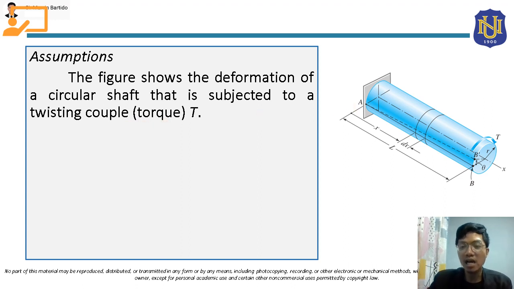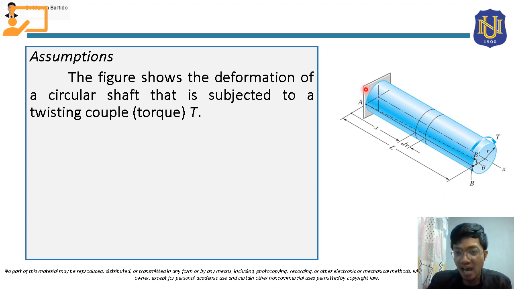So, class, just to visualize the deformation here, we are going to scribe line AB here. As you can see, this is the line AB, this is A and then B. These points are initially scribed here before the application of the torque. After we apply this torque T, it will twist clockwise, and this point B will be displaced; it will move to this position, which is B prime.